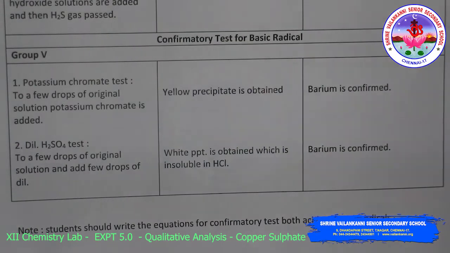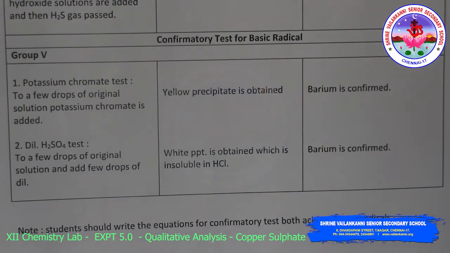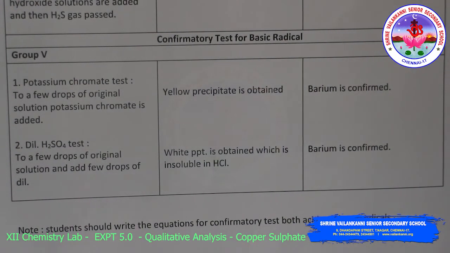After the confirmation tests for both acid and base, you have to report the salt. Here it is barium chloride: barium is the basic radical and chloride is the acidic radical.